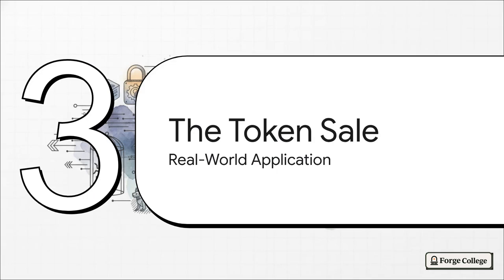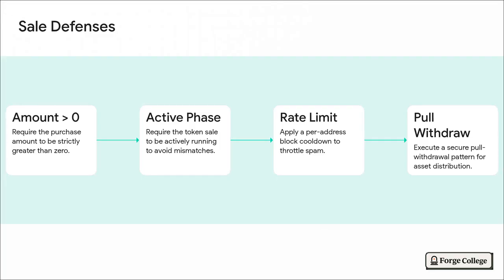All right, section 3, real-world application. Let's look at a token sale. Abstract concepts are cool, but let's apply this to a real, on-chain token sale. Imagine a contract with functions to buy tokens, withdraw funds, and set the token price. A secure purchase function executes a series of interlocking checks chronologically.